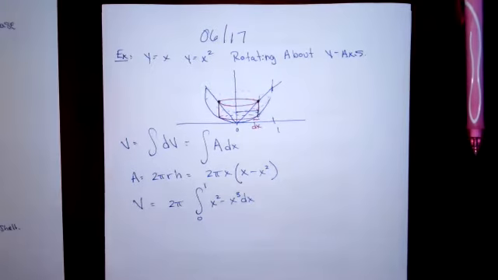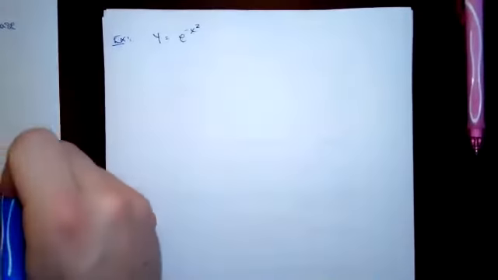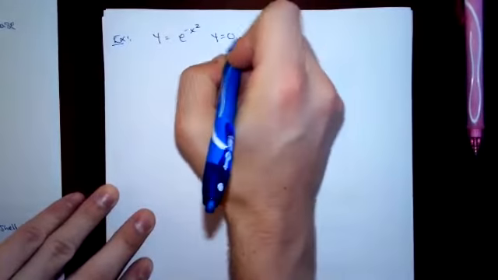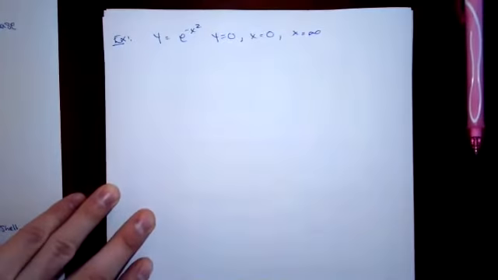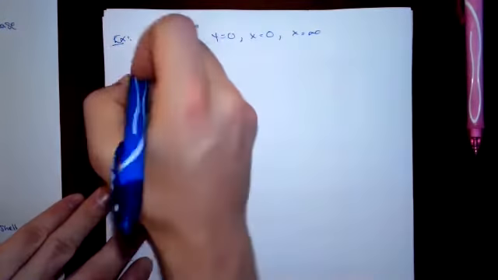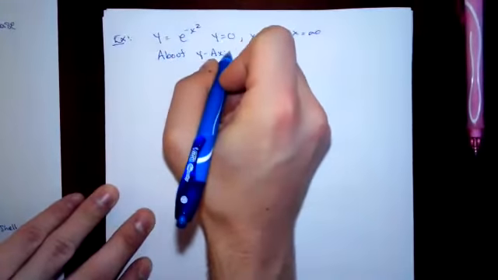Okay, so let's set up a couple more. Let's do one that you can't use shells for. And actually, this is a kind of interesting one. Let's actually make it an improper volume, so to speak. Let's use this bell curve. So we've got y equals e to the minus x squared, y equals 0, x equals 0, and then, of course, up to infinity. And we are rotating again about the y-axis.